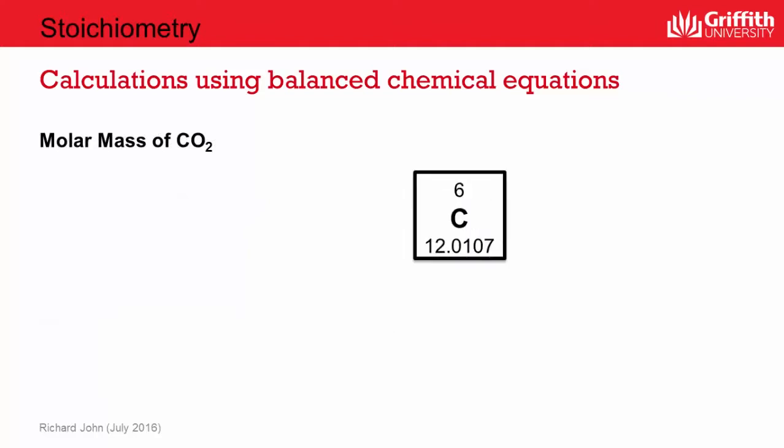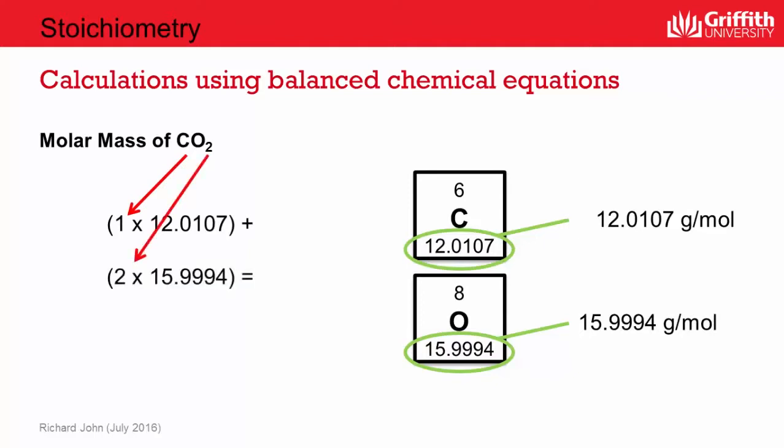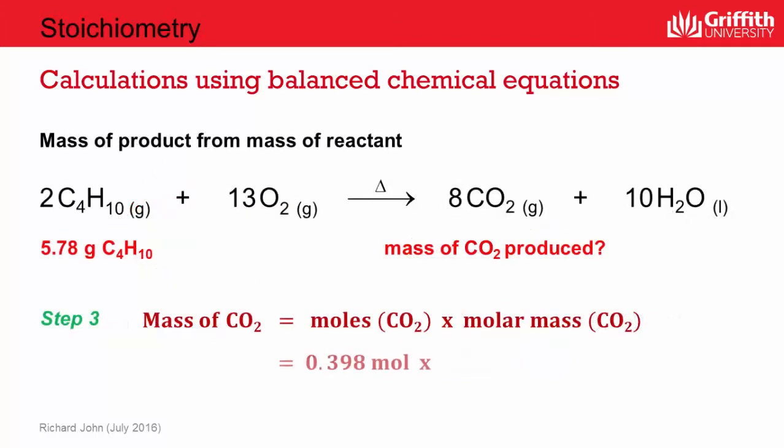We get information about carbon from the periodic table. We get information about oxygen from the periodic table, and we can work out that the molar mass of carbon dioxide is 1 times the molar mass of carbon plus 2 times the molar mass of oxygen, which gives us 44.09 grams per mole when we restrict that to 4 significant figures. We substitute that into this equation, 0.398 moles times 44.09 grams per mole, and we get 17.5 grams of carbon dioxide produced.